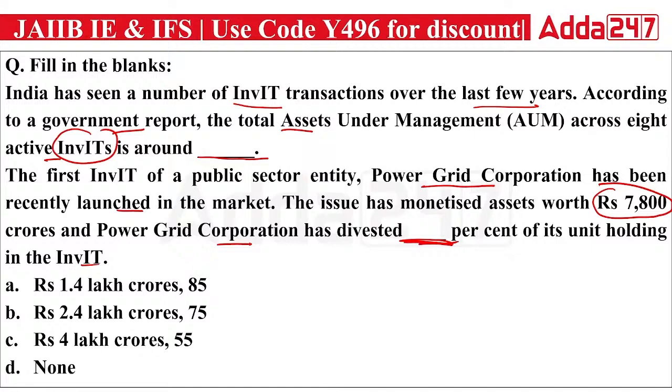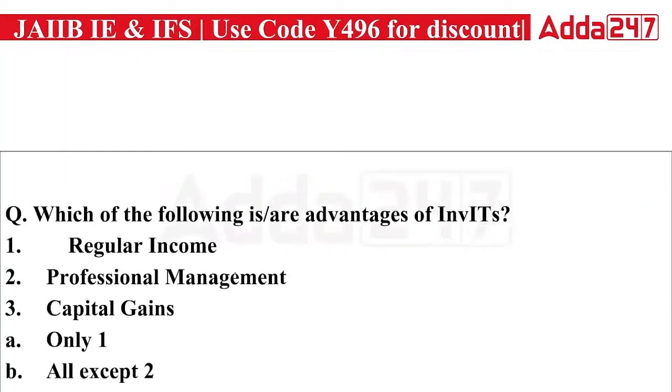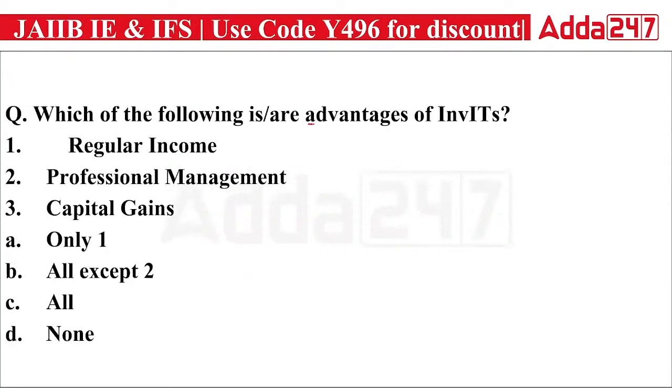1.4 lakh crore, 4 lakh crore, and 4 lakh crore, or none of these. And the second you have to answer is that the Power Grid Corporation has divested how much percentage of its unit holding? And the right answer is your A option. 1.4 lakh crore is the total asset under management, and 85% capital, or we can say holding, has been given to the units by the Power Grid Corporation. Right answer is A. Now, which of the following are advantages of InvIT?